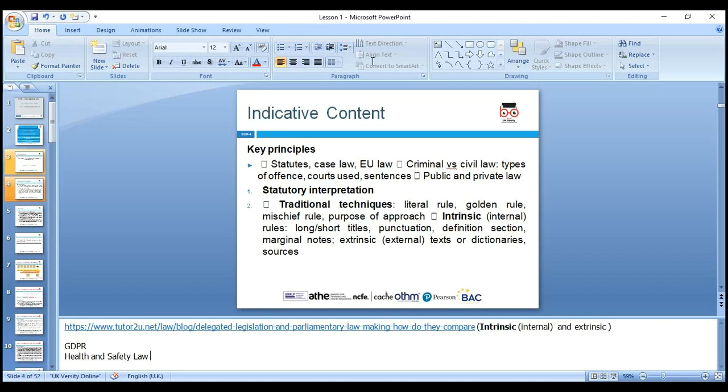Brilliant. Excellent. Great. Well done. So GDPR, are we aware of GDPR? What does GDPR stand for? Guidelines? It's called General Data Protection Regulation. Old name, Data Protection Act 1998, yes? Yes, I understand some of that. Maybe if you just go over it again, then we can touch base.